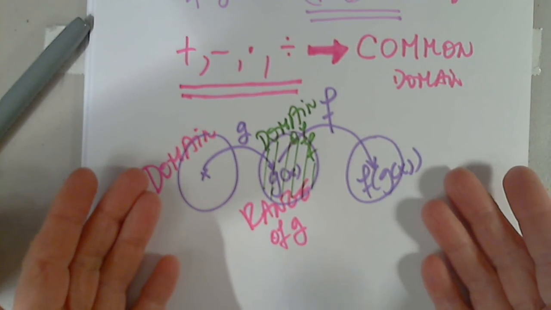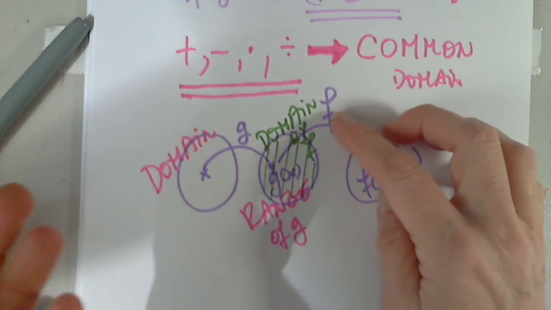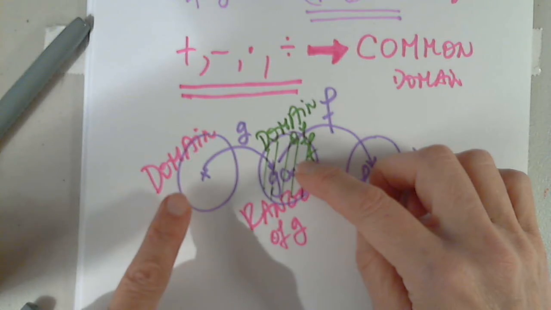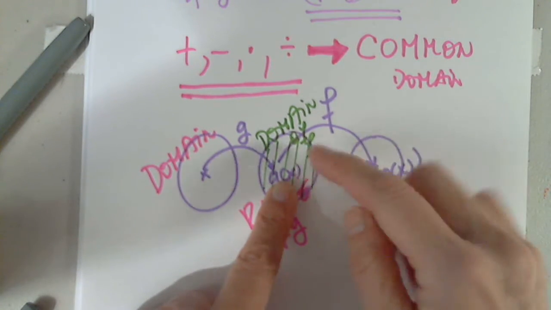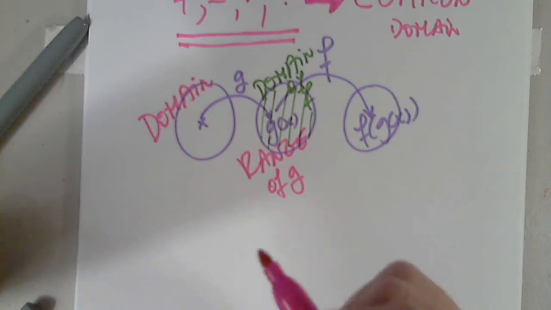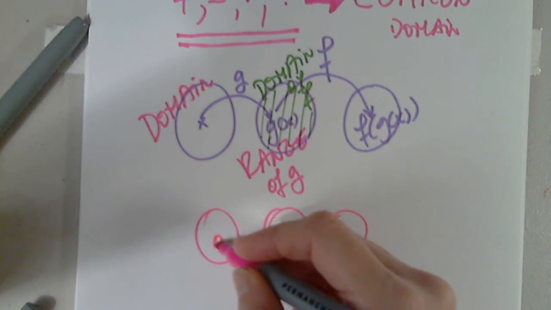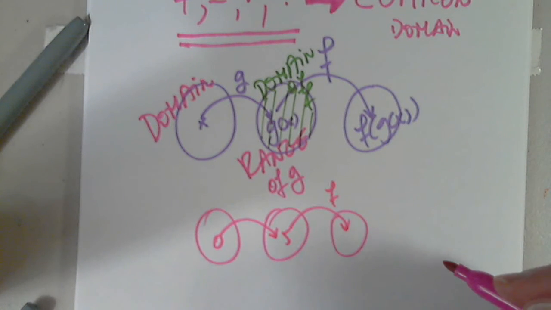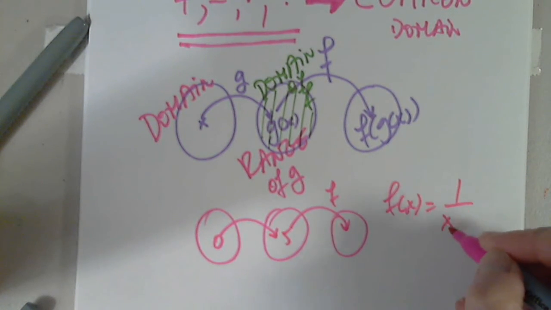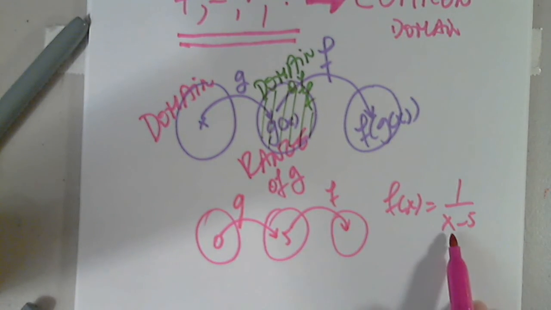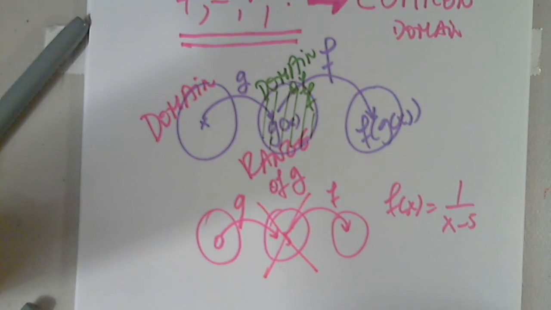What could go wrong? f, let's say, may not be defined at 5, but g of 0 is 5. I cannot continue because I cannot apply f to 5. So if I have this situation, let's say 0 goes to 5, but f is not defined at 5. Let's say f of x is 1 over x minus 5. So I applied g to 0, I got 5, but I cannot plug in 5. So the chain is broken. I cannot continue.